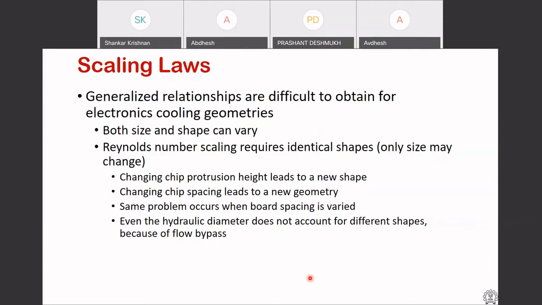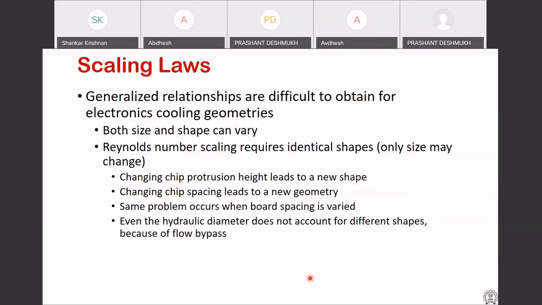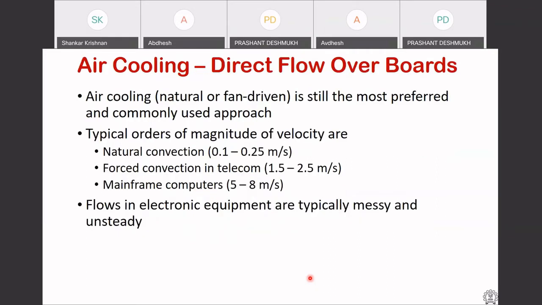So that is the situation, that for each and every single system, the geometry is changing. So there is no single relationship that one can develop. And even though there have been some attempts by some researchers to at least capture some global scale effects, however, they are not quite robust. They have weaknesses.